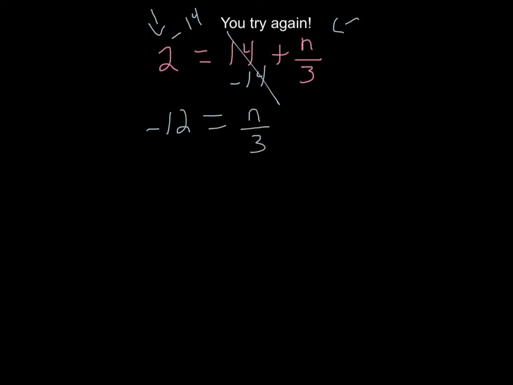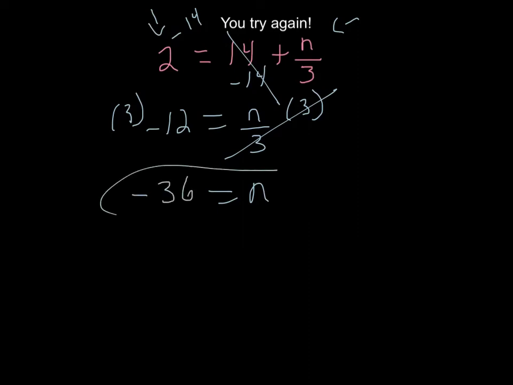Now we've got to do our division. So this is being divided here. The opposite of division is multiplication. So we're going to multiply our top by 3. And what we do to one side, we've got to do to the other. So we're going to times that by 3. Well, 3 divided by 3 will cross out and just give us n. And 3 times negative 12 will be negative 36 is n.